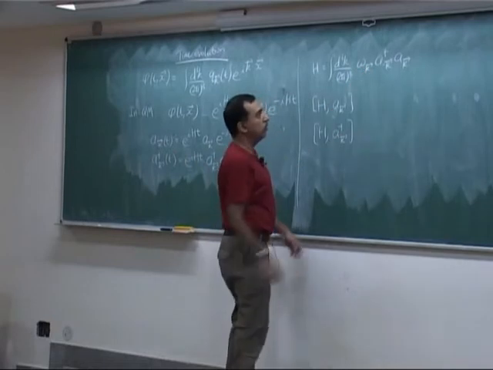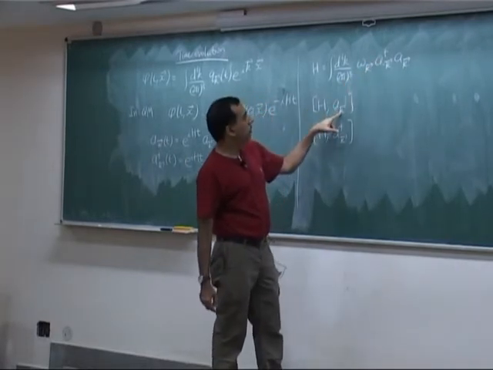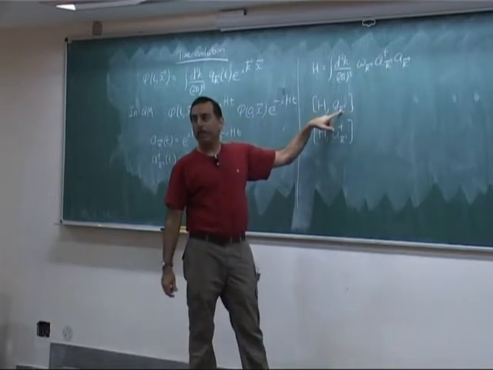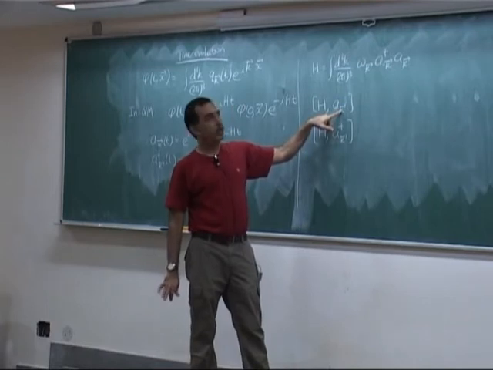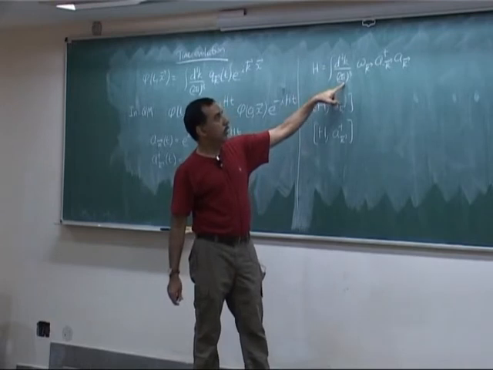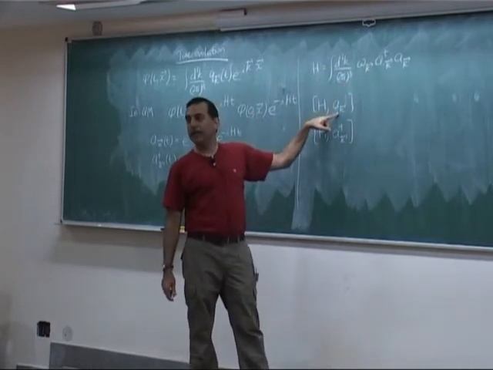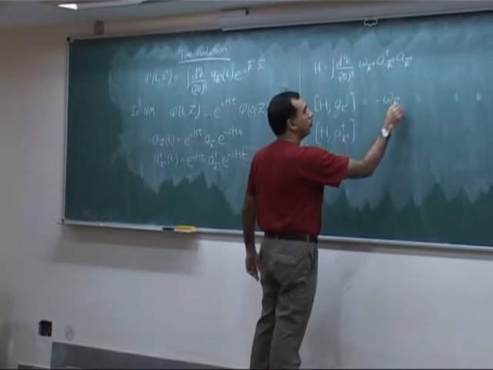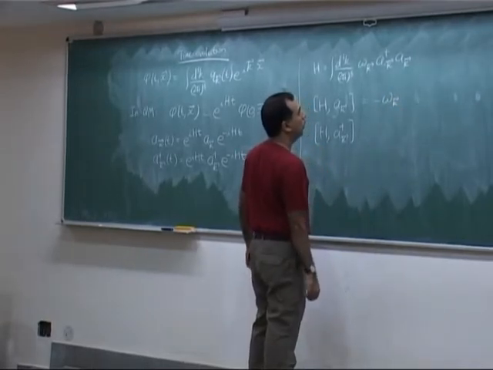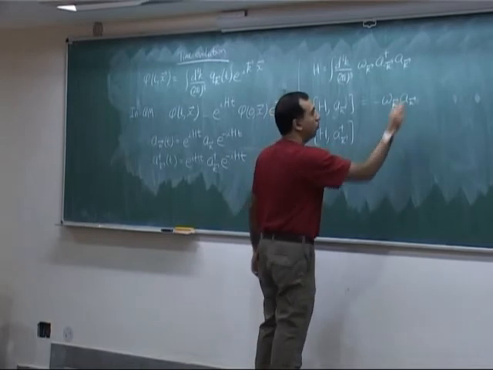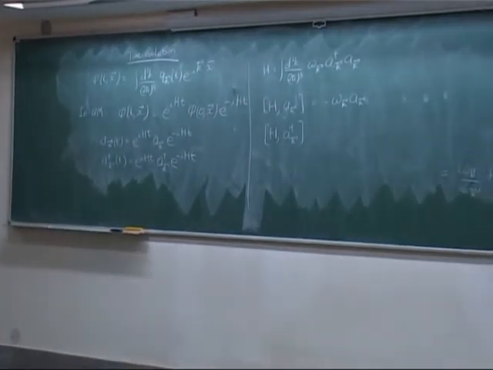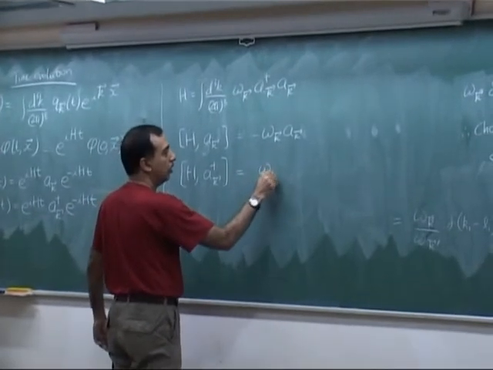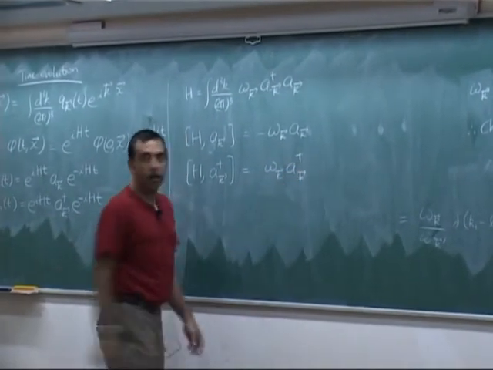So H with a, let's do it. It's this which has to commute with this, right? a dagger with a at minus k and a with k picks up (2 pi)^3 delta. The integral eats up the delta, this eats up the (2 pi)^3, and a dagger with a is minus. So the answer is minus omega_k a_k. While this one is plus omega_k a_k dagger.